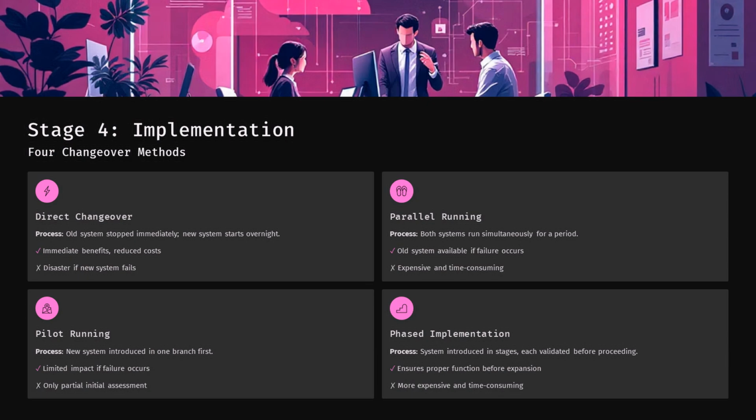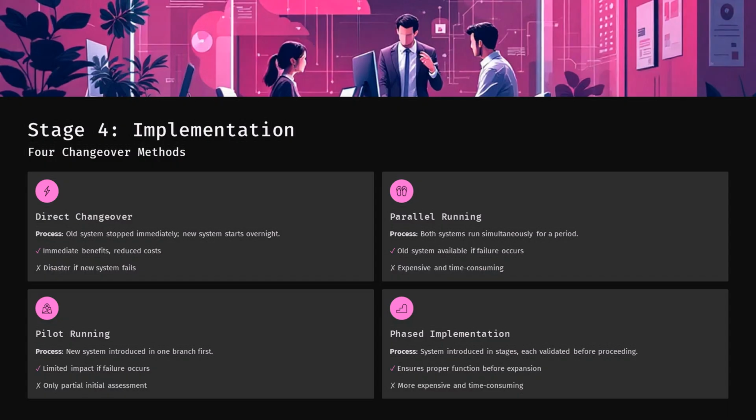Finally, there is phased implementation. The system is introduced in stages with each stage being validated before moving on to the next. For example, you might implement the inventory module first, make sure it works, then implement the sales module, and so on. The advantage is that you ensure proper function before expanding to the next phase. The disadvantages are that it's more expensive and time-consuming than direct changeover. However, it's less risky than direct and allows you to learn from each phase.